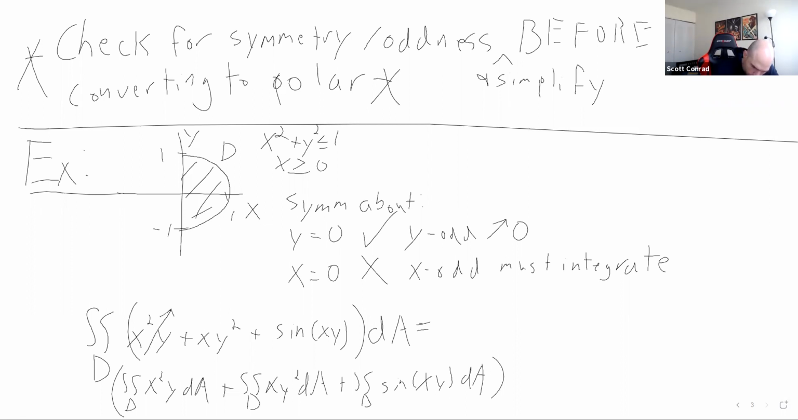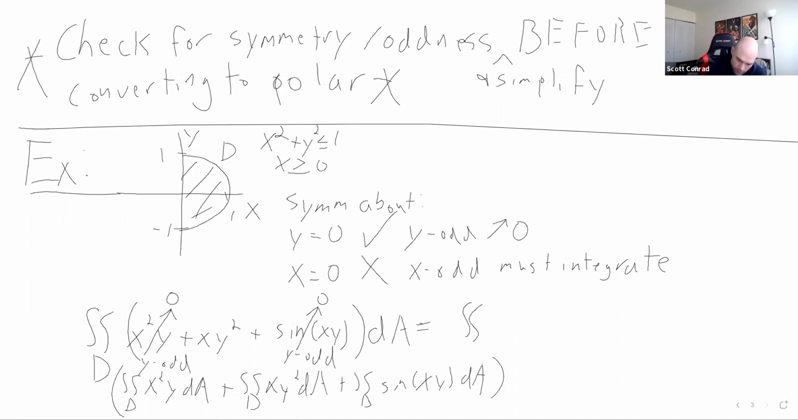So this guy integrates to 0 because it's y odd. The second guy is x odd, but that doesn't help us here because the region we're integrating over is not symmetrical about x equals 0. So we can't say that integral is 0. And it's not y odd, so we can't get rid of it. And then the third term, sine of xy, is x odd, which doesn't help us, but it's also y odd. So that integrates to 0 because it's y odd.